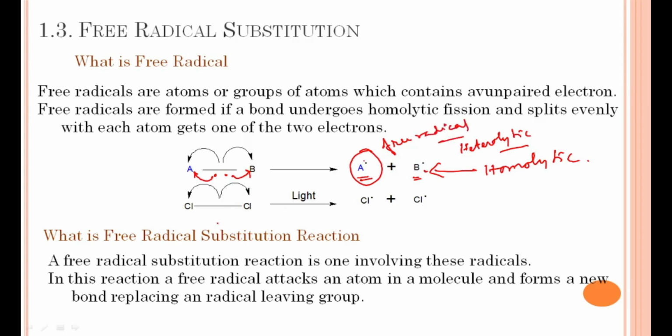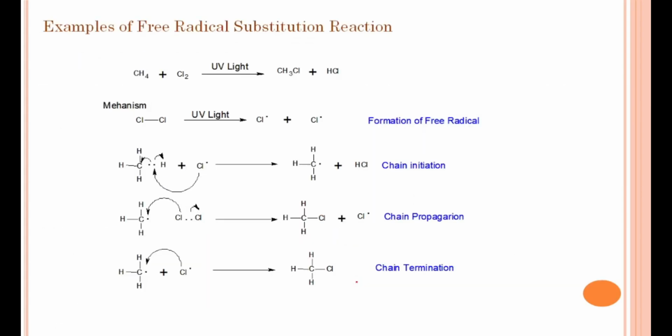Okay, let's take an example. When chlorine is in the presence of UV light, it generates a chlorine free radical. So this is a free radical. Now, what is a free radical substitution reaction? When the substitution reaction occurs by the attack of a free radical on an atom or a molecule, it is called a free radical substitution reaction. Let's discuss it by taking an example.